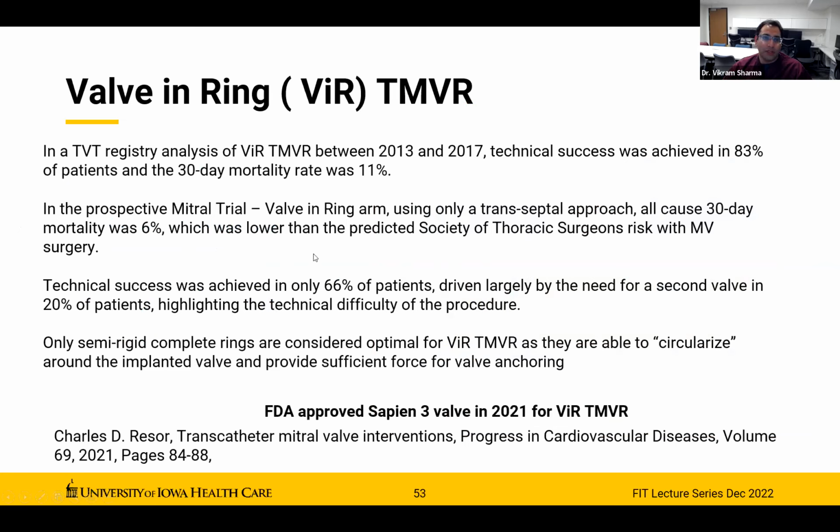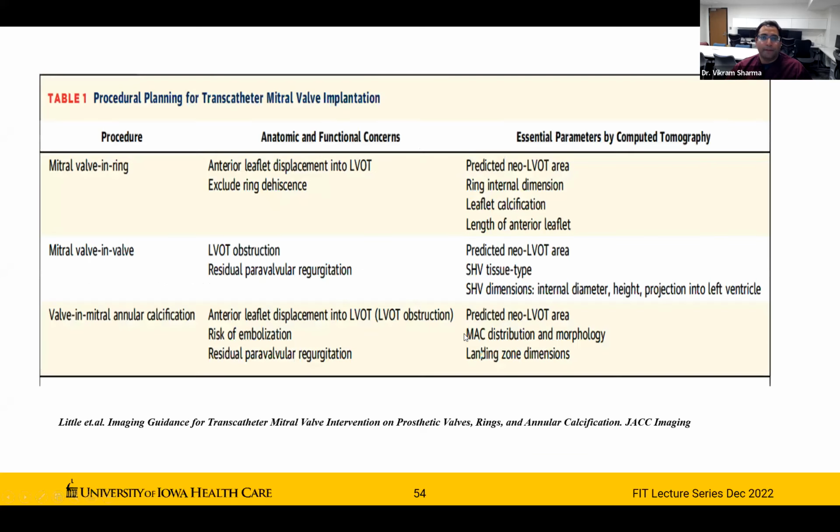So to summarize some of the data related to valve-in-ring transcatheter mitral valve replacement, the technical success in the TVT registry was 83%, and 30-day mortality was roughly 11%. In the prospective MITRAL trial that we just looked at, the 30-day all-cause mortality was lower at 6%. Technical success was lower in this population, mainly due to the need for a second valve, again related to the technical difficulty of doing a valve-in-ring. It is important to know that only semi-rigid complete rings are considered optimal for this approach, because they can appropriately circularize around the implanted valve, and this provides sufficient force for valve anchoring. So that's something important to bear in mind. And so the FDA approved the SAPIEN 3 valve in 2021 in the US for a valve-in-ring approach, but bear in mind that there are some challenges that still remain for this approach.